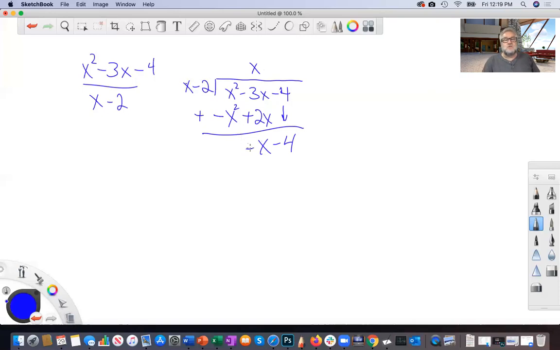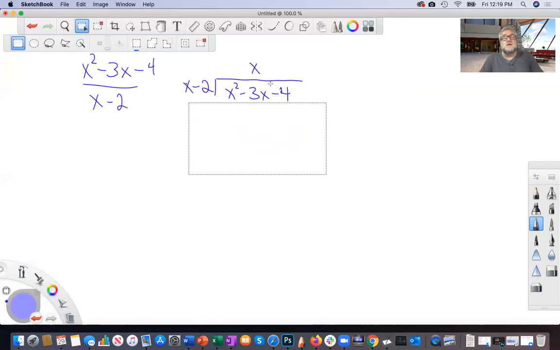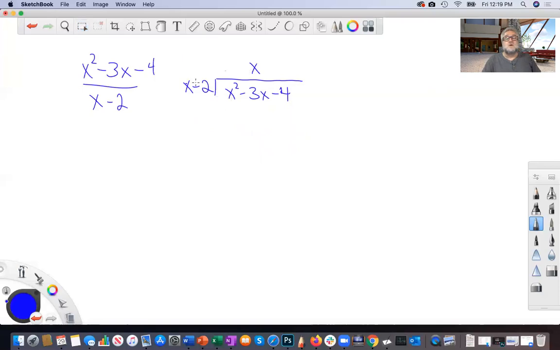Okay, x goes into minus x. Let's see. Wait, did I do that right? I don't think I did that right. Let's go back a step here. Let's get rid of this. I think I made a mistake. So x squared. Oh, I see why it's plus. Let's leave it like this. Okay, so I did it right. x squared minus 2x, change the sign in the lower line and then add.